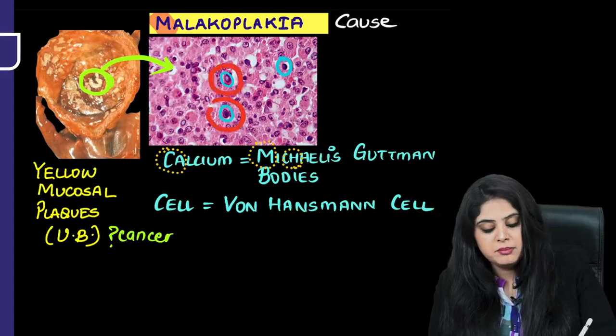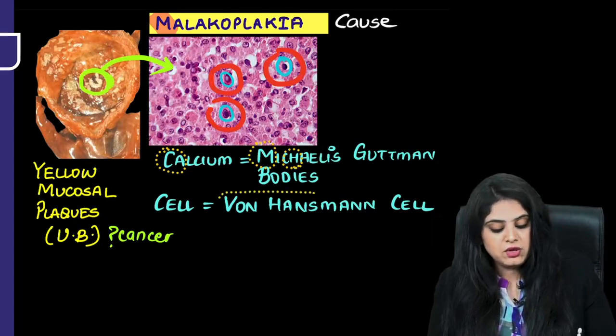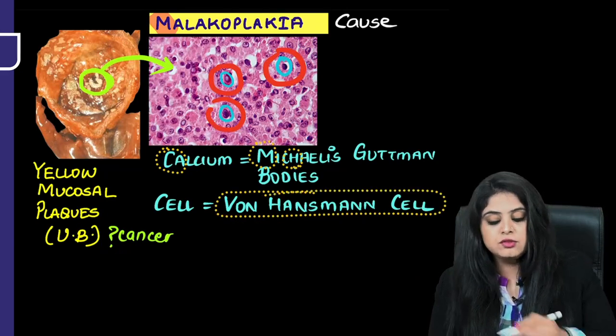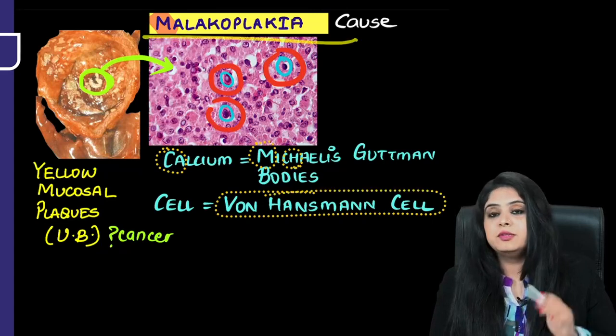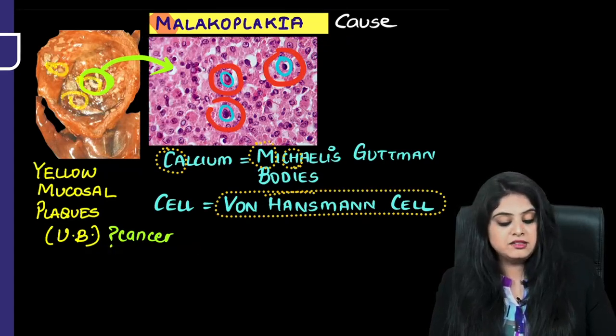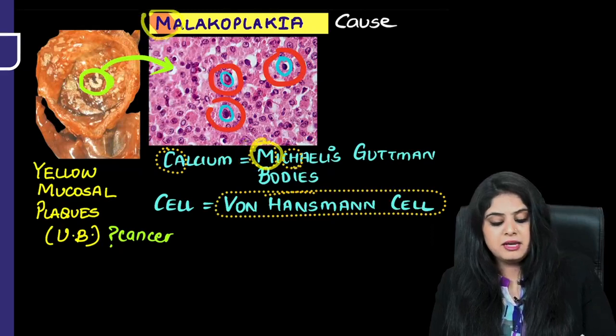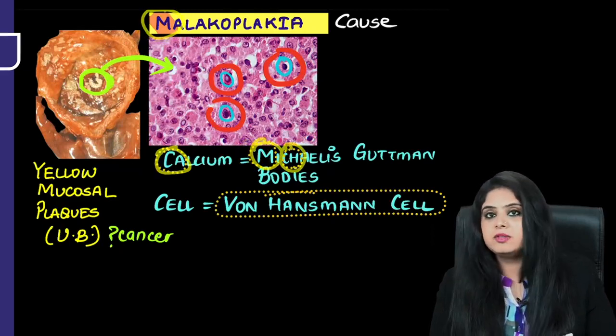There will always be some big cell which has eaten the calcium, and that cell is known as the von Hansmann cell. So simple things, there are some fancy words. Malakoplakia is a condition that mimics cancer. It shows you yellow plaques in the urinary bladder. But when you do a biopsy, M for M, Michaelis-Gutmann bodies will be seen. Michaelis tells me malakoplakia, Kelly's tells me it is made of calcium.